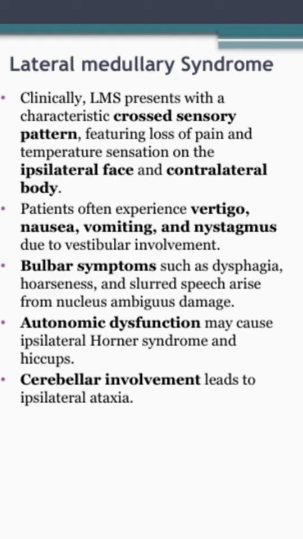Cerebellar involvement is another aspect, causing ipsilateral ataxia, which affects coordination and balance on the same side as the lesion. All these features tie together to give us a characteristic picture of lateral medullary syndrome, highlighting how the lesion impacts multiple systems: sensory, vestibular, bulbar, autonomic, and cerebellar functions.